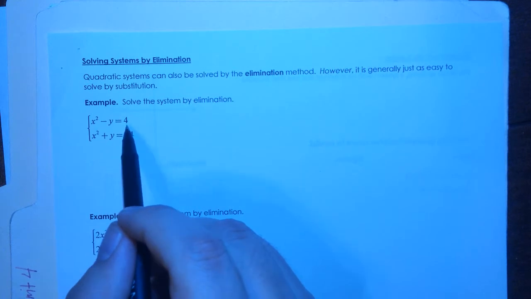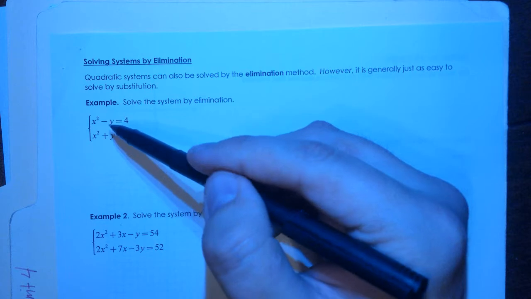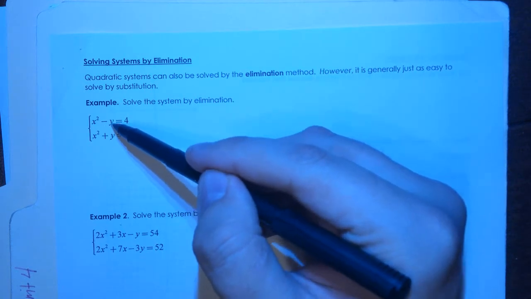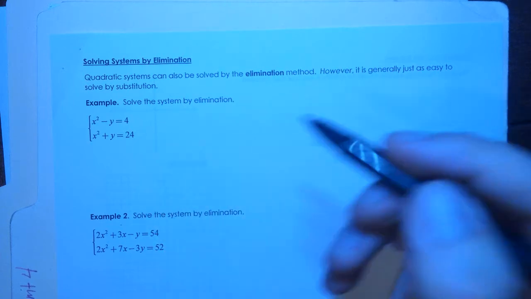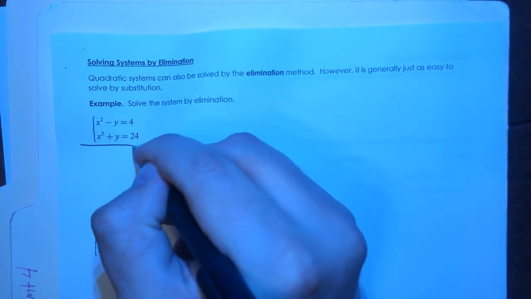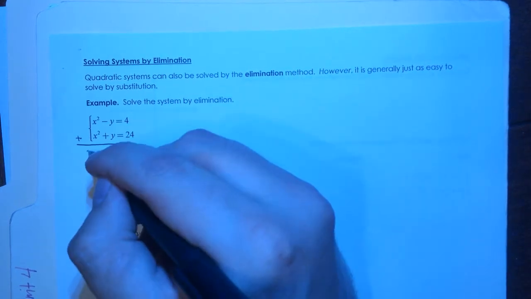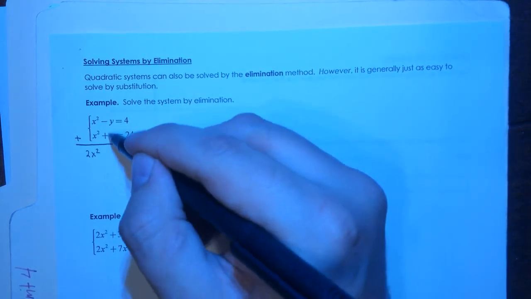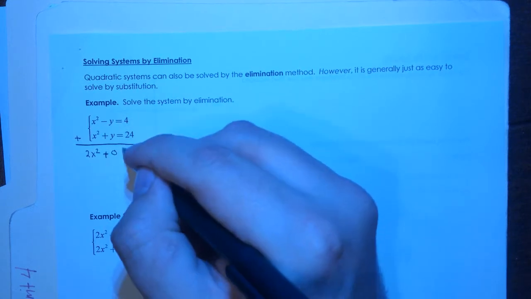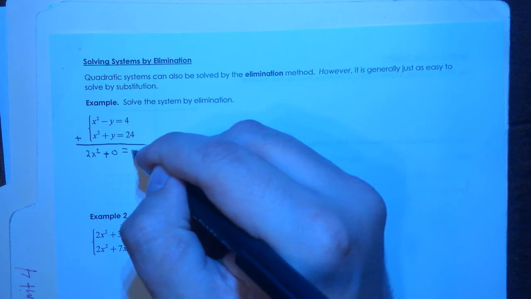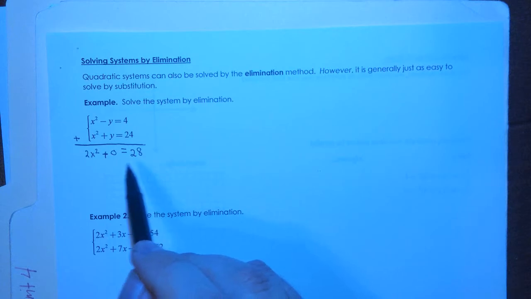X squared minus y equals 4, x squared plus y equals 24. Well, I can see right here that the coefficients on y are -1 and +1. -1 and +1 have a sum of 0, so what I can do straight off the bat is just add these two equations together. X squared plus x squared is 2x squared. -y plus y is 0. Again, I'll write 0 just for emphasis, but we do not need it for anything. 4 plus 24 is 28. Now, I have 2x squared is equal to 28.